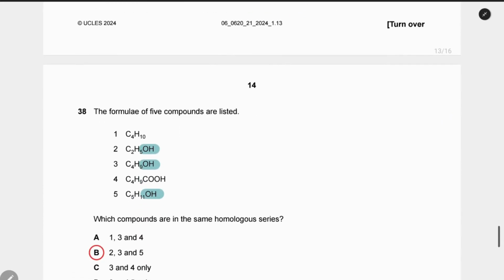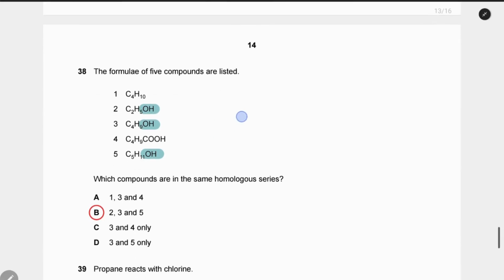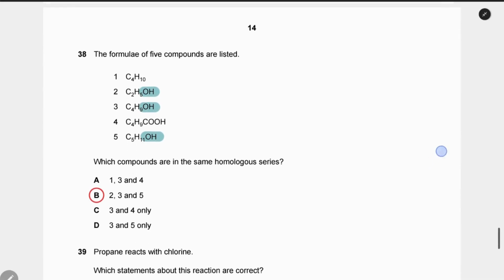38. The formulae of 5 compounds are listed. Which compounds are in the same homologous series? Homologous series means same functional group. So as you can see, second, third and fifth show the alcohol functional group. So we can say 2, 3, 5 is the correct answer.